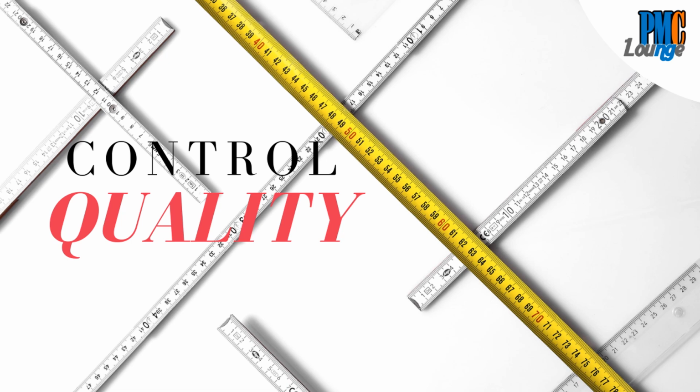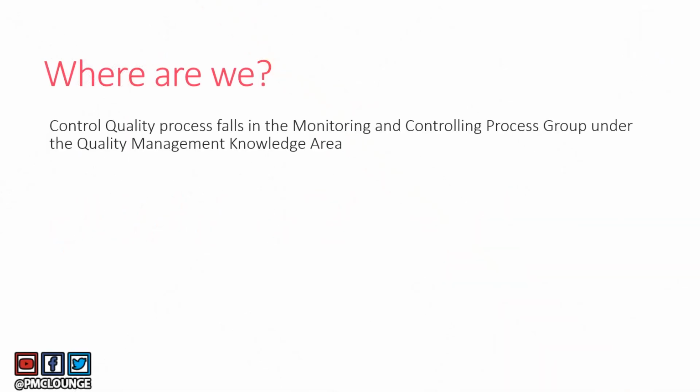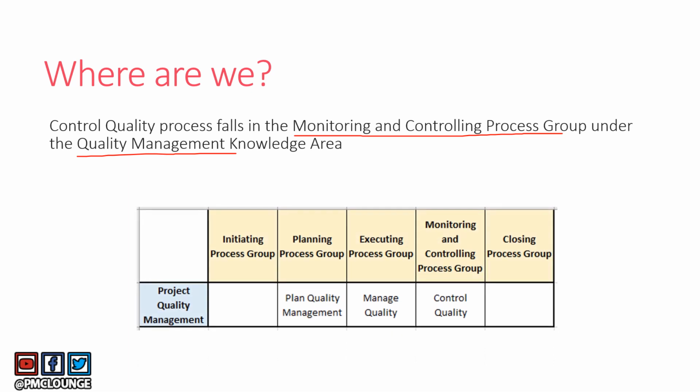So this is an overview video of sorts. Let's get into it. So where are we? This process falls in the monitoring and controlling process group under the quality management knowledge area, of course. So this is the PGKA mapping. This is where the process is. This is control quality. This is what we are talking about.